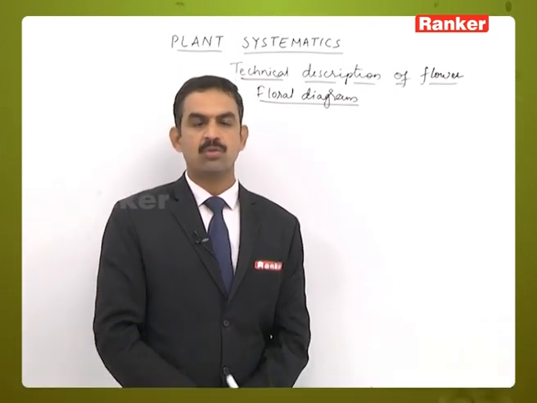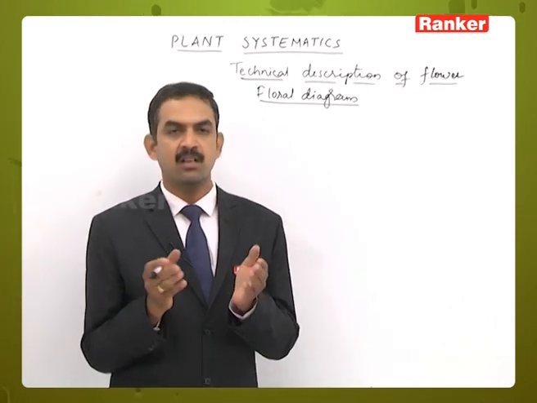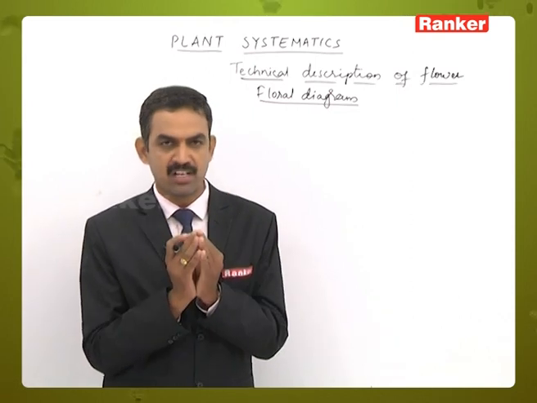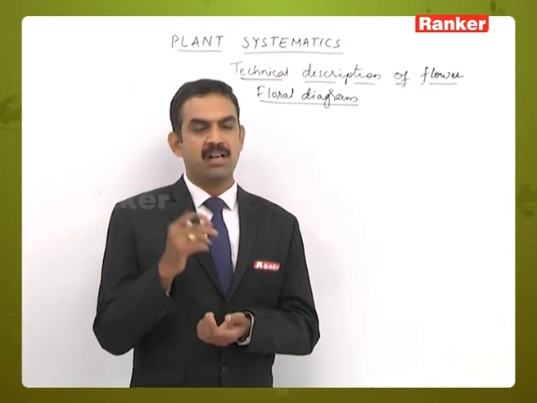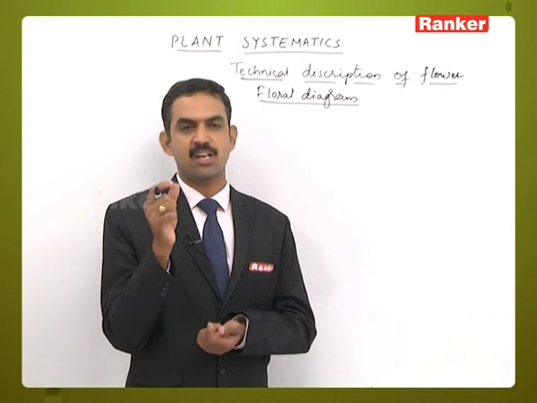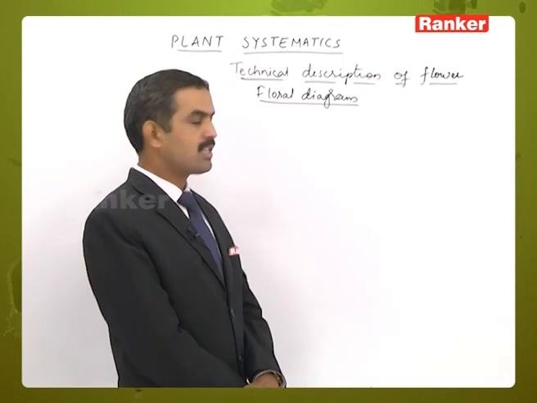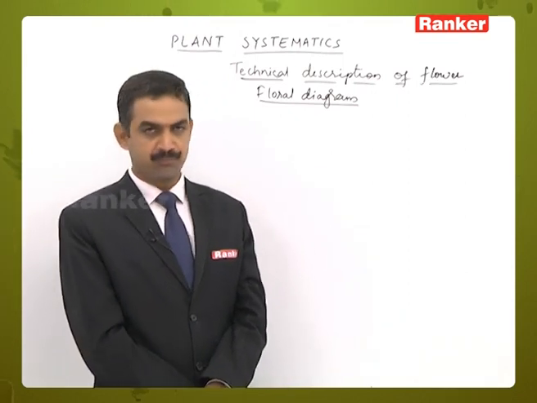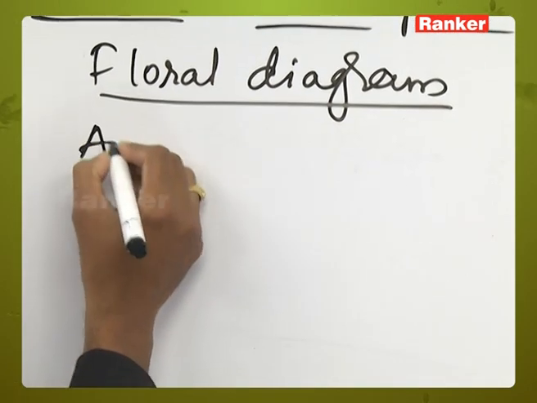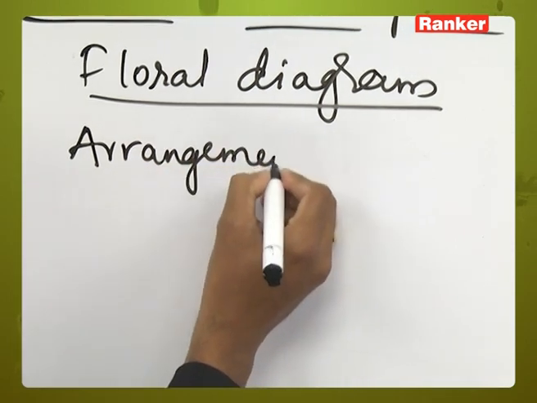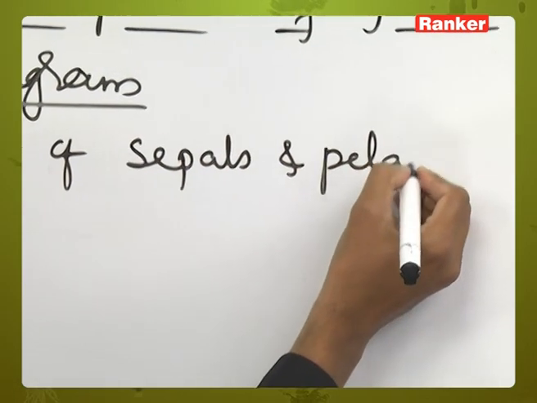So, what is shown in the floral diagram is, if you take a floral bud, the flower when it is in a closed condition, and take a section of that bud or the unopened flower, whatever the arrangement of the essential and the non-essential organs in that flower or floral bud, that is drawn in the form of a diagram called a floral diagram. So, in this one we can know the arrangement of sepals and petals, that is perianth.